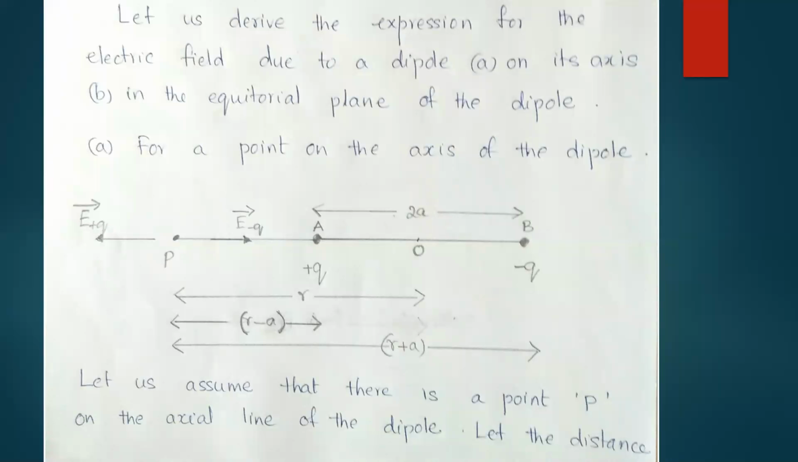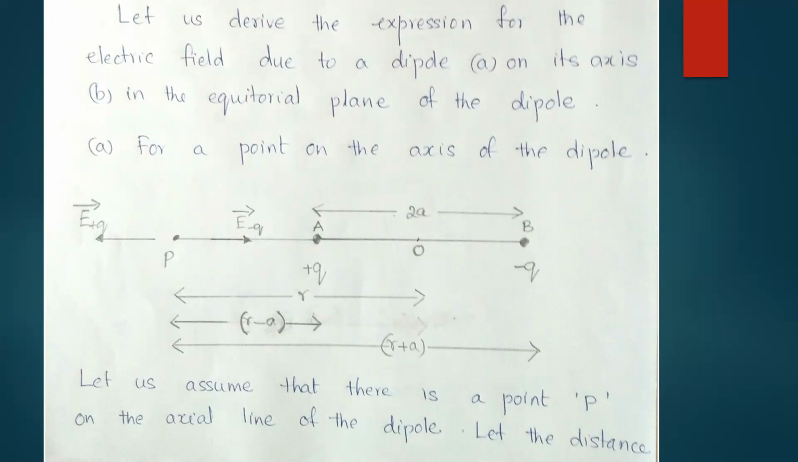Now let us derive the expression for the electric field of a dipole. We can derive it in two parts. The first part is the electric field on the axis of the dipole, and the second part is the electric field on the equatorial plane of the dipole. In this video, we will see the expression for the electric field on the axis of the dipole.